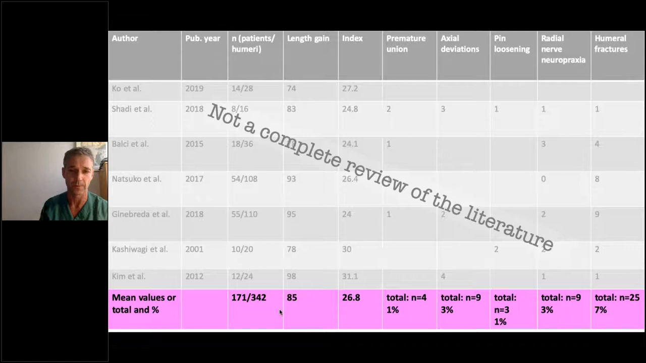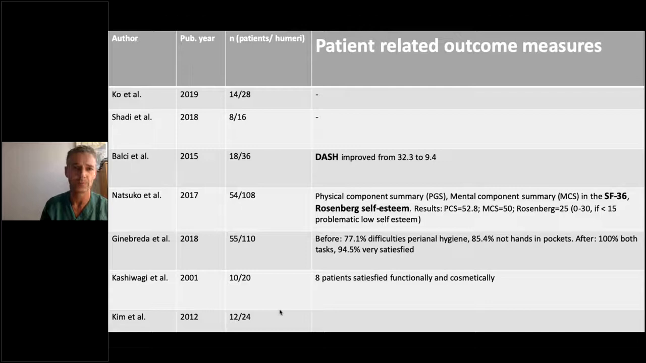However, very few papers report patient-related outcomes. The DASH is reported, the Rosenberg self-esteem, and the SF36, but I think there's a lack of patient-related outcome measures in most of these publications. So we cannot really tell if humeral lengthening improves function in most of the patients. There's an indication from several publications that it does, but I still think there's a lack of really good indication to do the surgery. So should we do humeral lengthening?